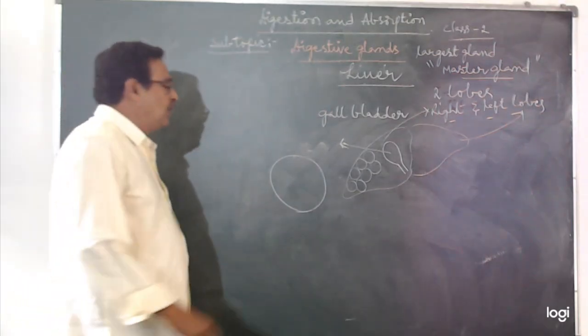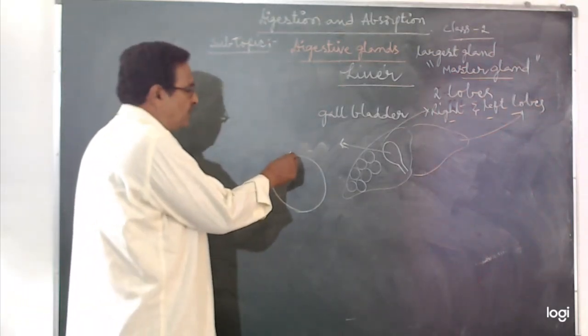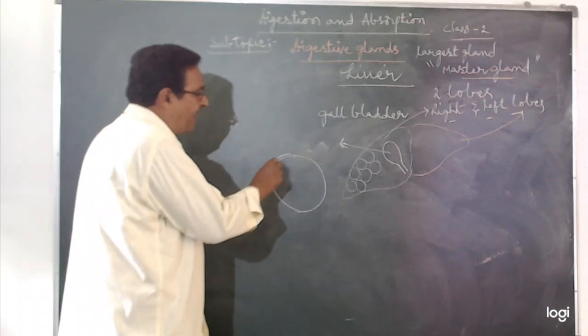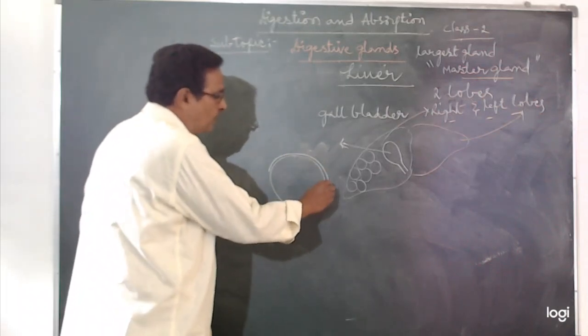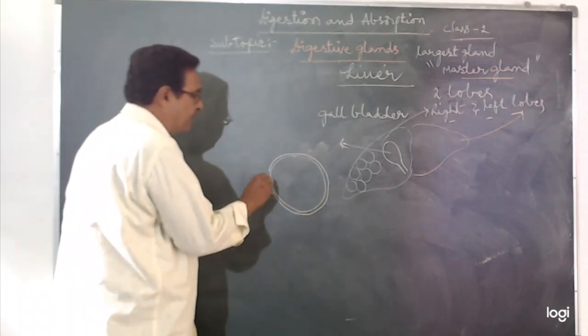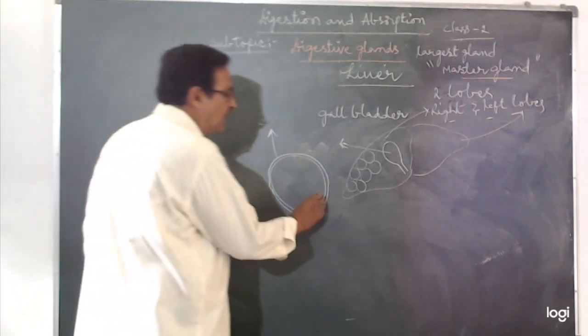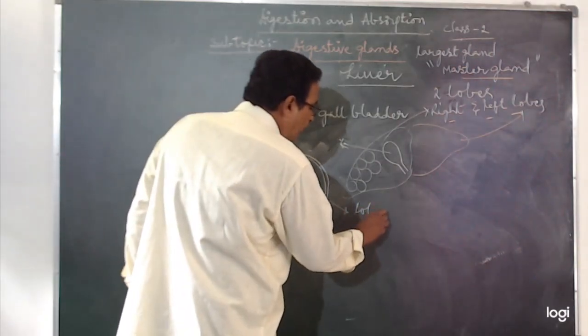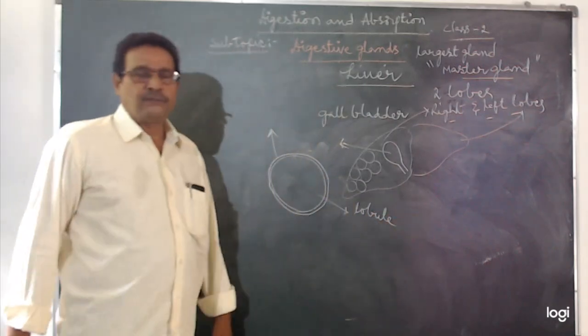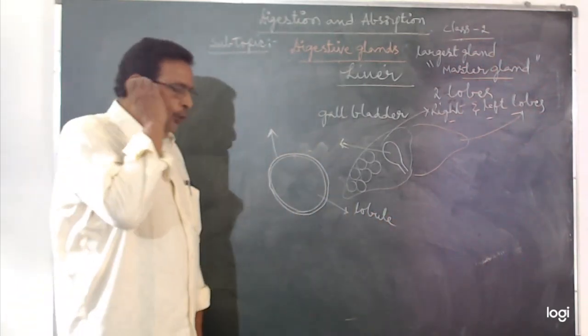Each lobule is surrounded by a connective tissue layer. This is a connective tissue layer. This is the lobule, one lobule of liver.